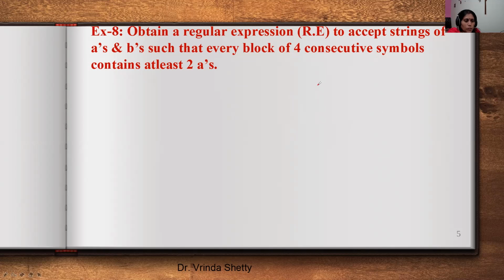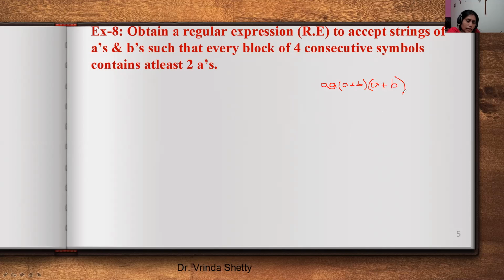Guys, you need to think that it can have only A's, at least 2 A's it is there, and it can be followed by A or B. So minimum 2 A's we have got. This can be there or this can be there.